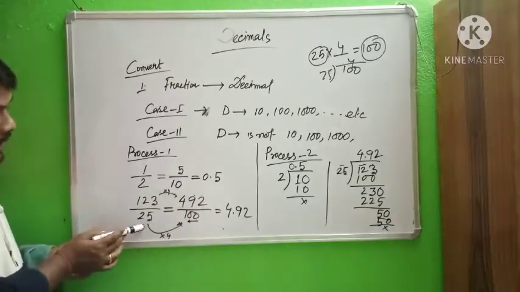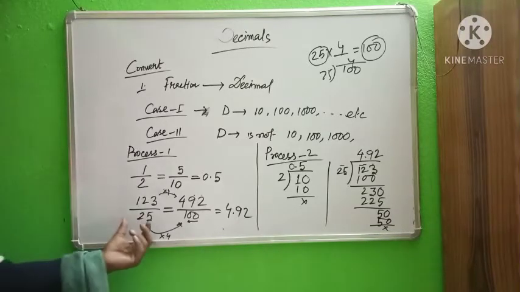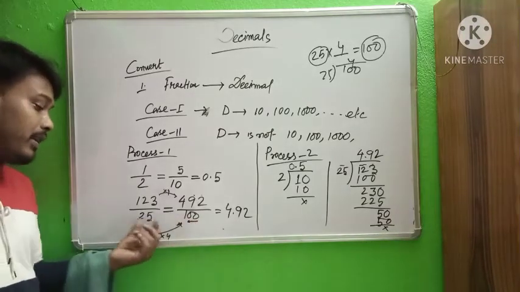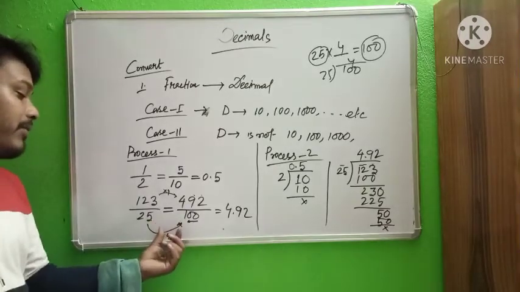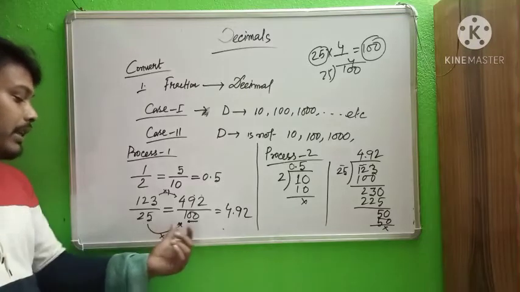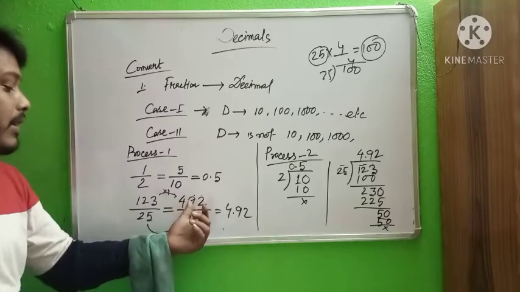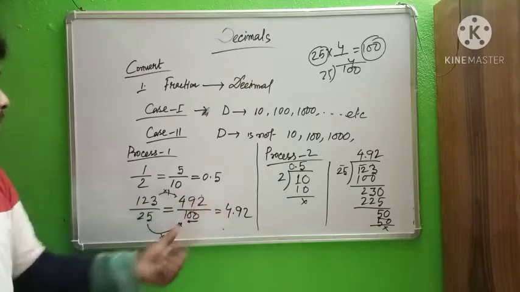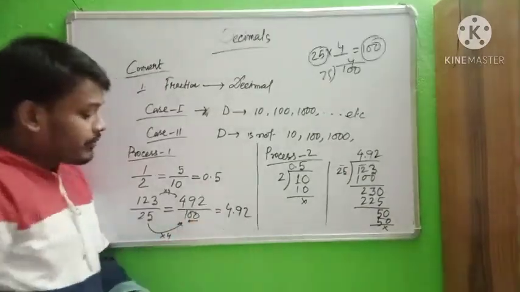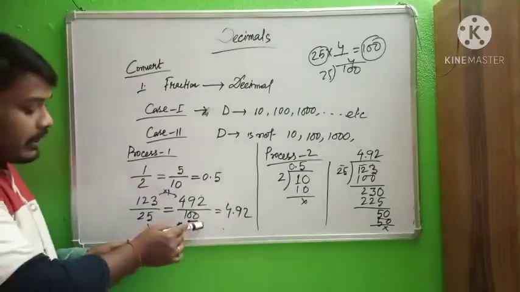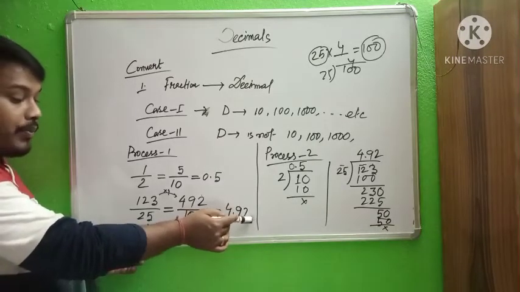In the second case, here 25 is there, so if we multiply by 2, it is not possible to convert it into 10. So we have to multiply it by 4. If we multiply it by 4, then it becomes 100, and if we multiply the numerator by 4, then it becomes 492. And from here we can easily convert into a decimal, because here there are two zeros, so we put the decimal before two digits.